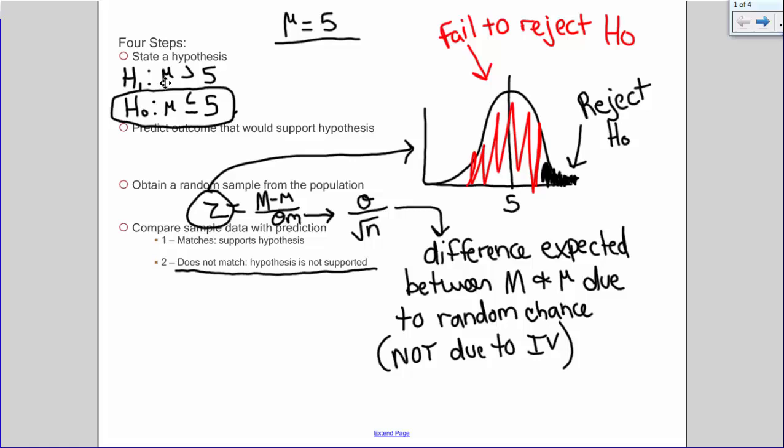So for all of these examples, you need to keep in mind, by reading the scenario, am I working with a one-tailed test? If so, am I expecting a higher sample mean or a lower sample mean? Or am I doing a two-tailed test where any difference on either end of the distribution is fair game?